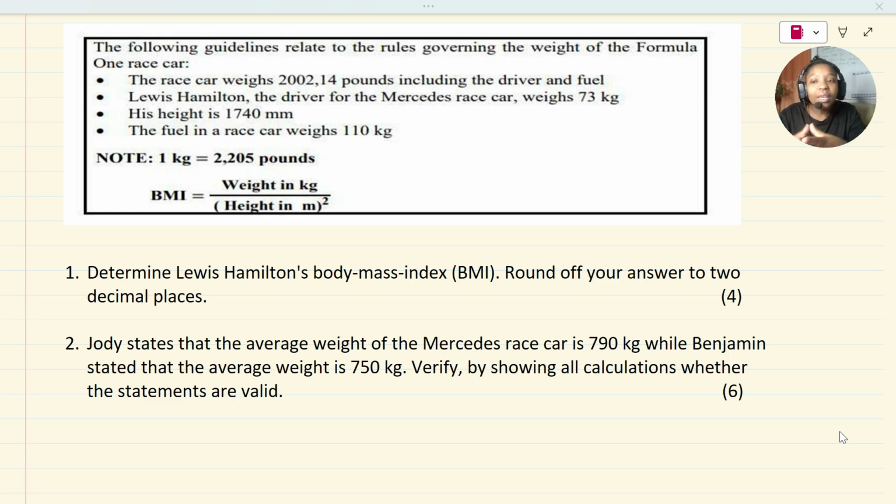And also we're going to be looking at an application question. We're given a scenario where the weight of the car plus the petrol plus the driver is equal to 2002.14 pounds. If they give us the weight of the driver and the individual weight of the fuel, what would then be the weight of the car? In that question, the first thing we'd have to do is convert the pounds to kilograms and then work with that to help us determine the weight of the car.